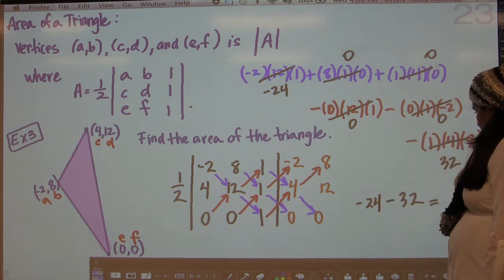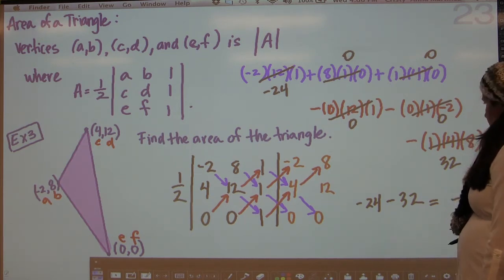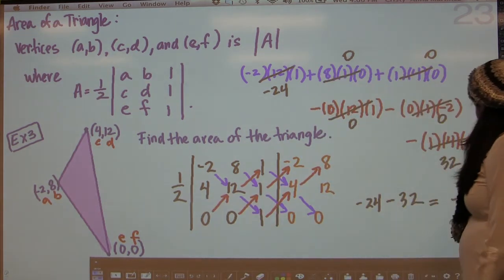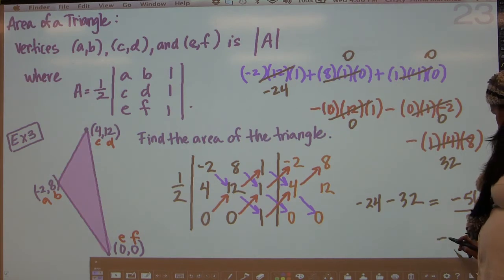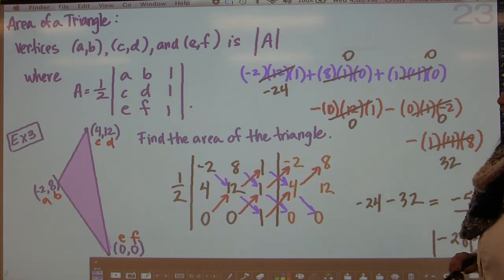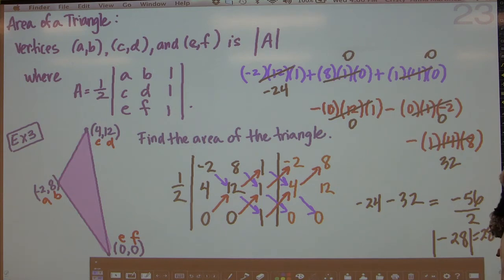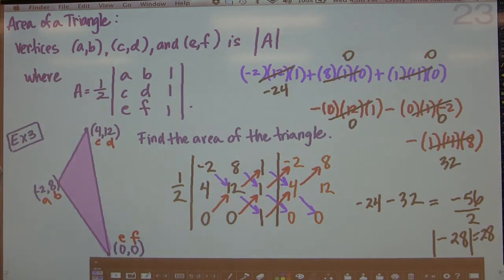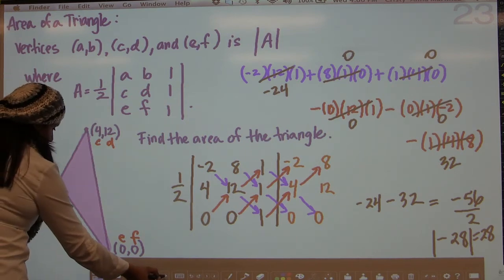So then the answer would be negative 56, and then divided by 2. So you have here times a half. So you want to divide that by 2, which would be negative 28. But because it's the absolute value of that, you would get 28. So the area of this specific triangle would be 28 square inches. So that is how you get the area of a triangle using the determinant.